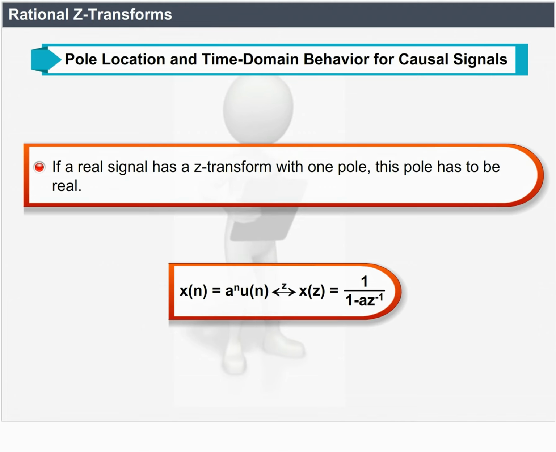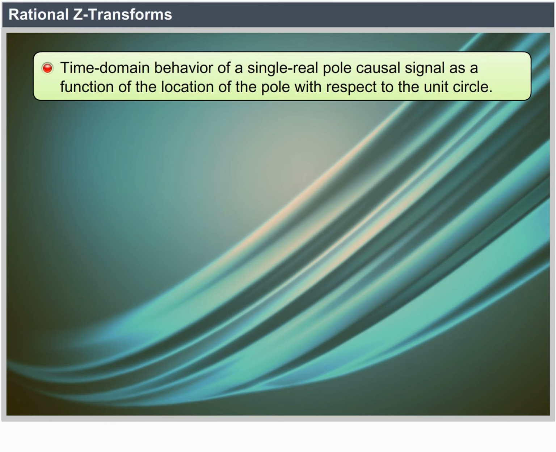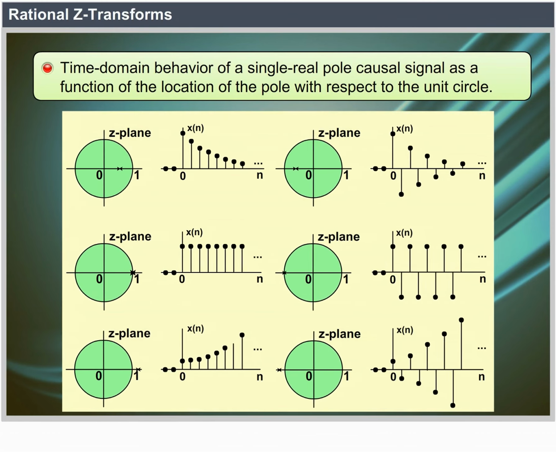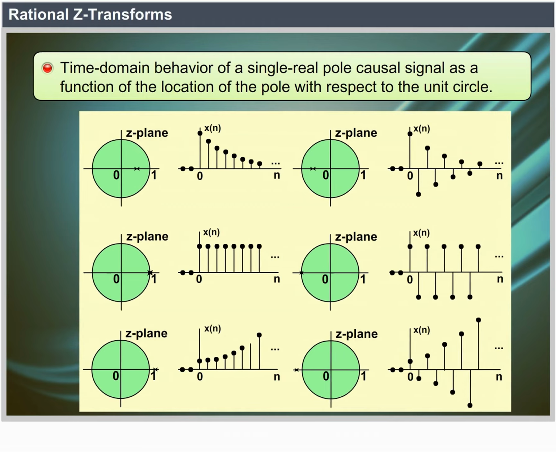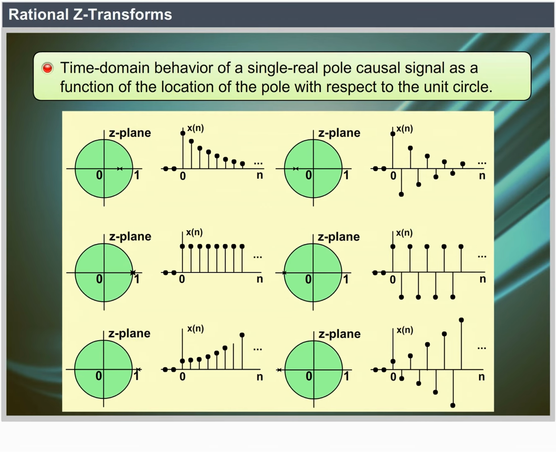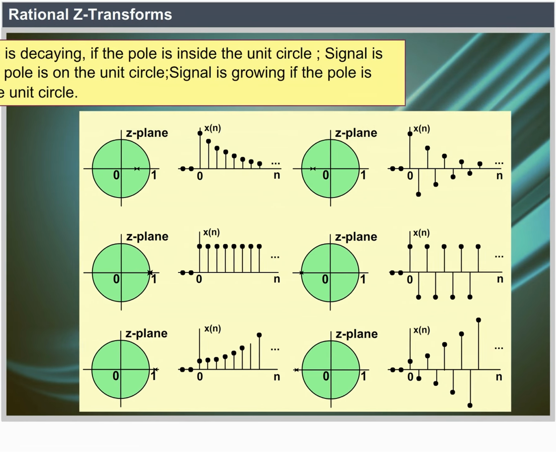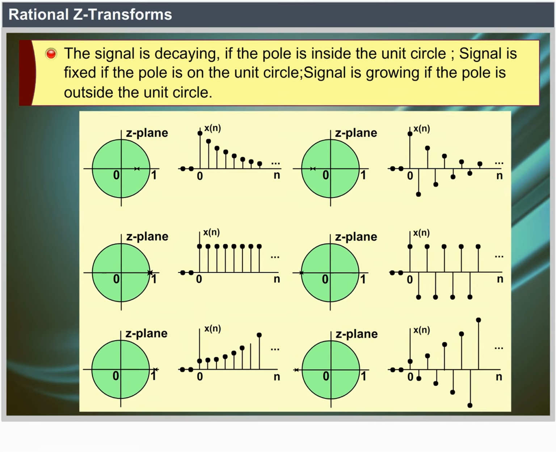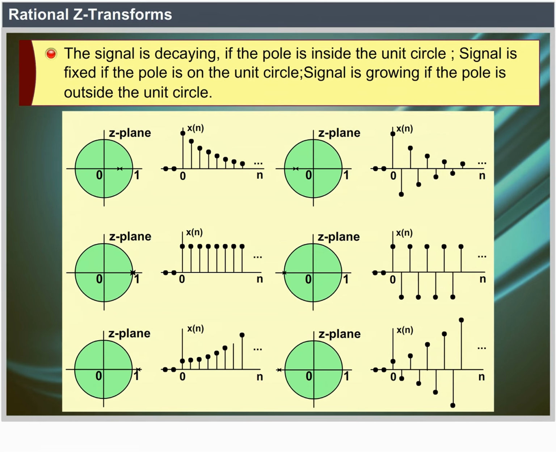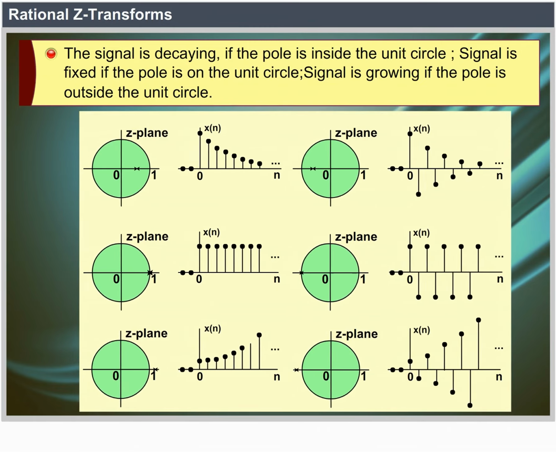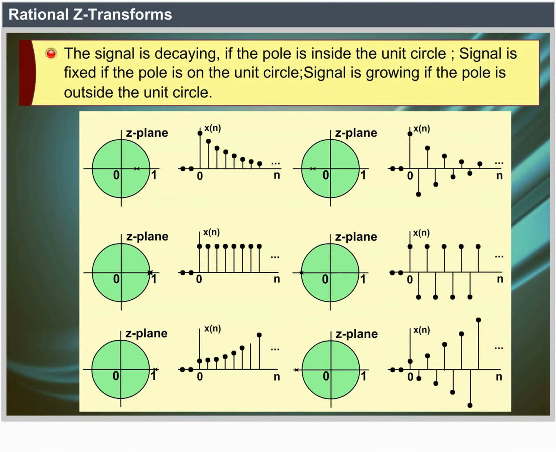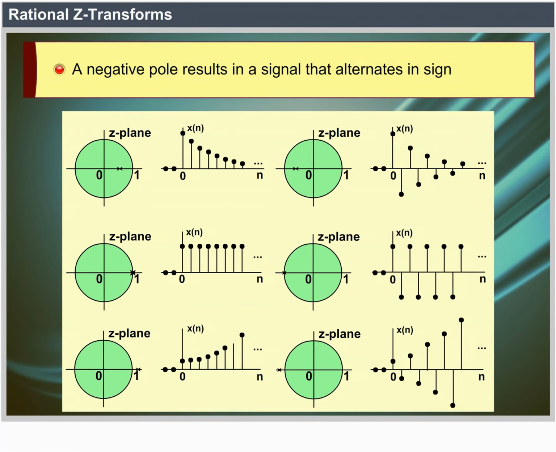Time domain behavior of a real pole causal signal as a function of the location of the pole with respect to the unit circle. The signal is decaying if the pole is inside the unit circle. The signal is fixed if the pole is on the unit circle. The signal is growing if the pole is outside the unit circle. A negative pole results in a signal that alternates in sign.